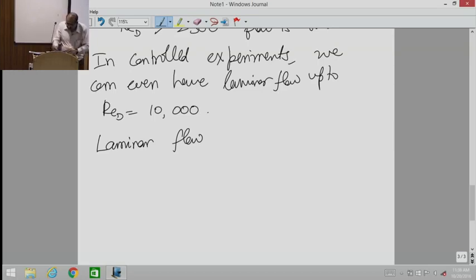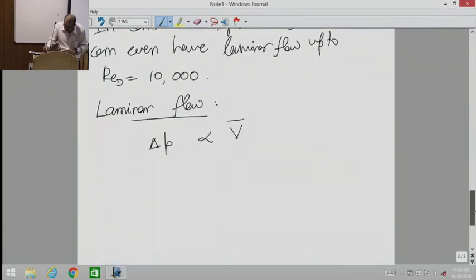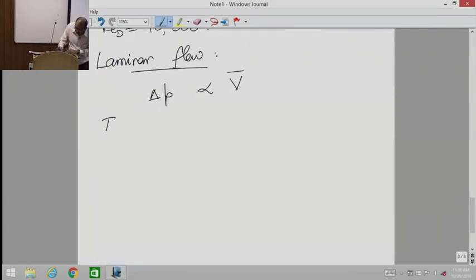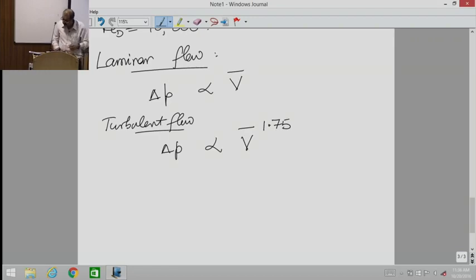Now in laminar flow what you observe is that the pressure drop in the pipe is proportional to the average velocity, V. Whereas in turbulent flow, pressure drop is proportional to, as the Reynolds number increases, up to about V squared. You don't find a single value power.